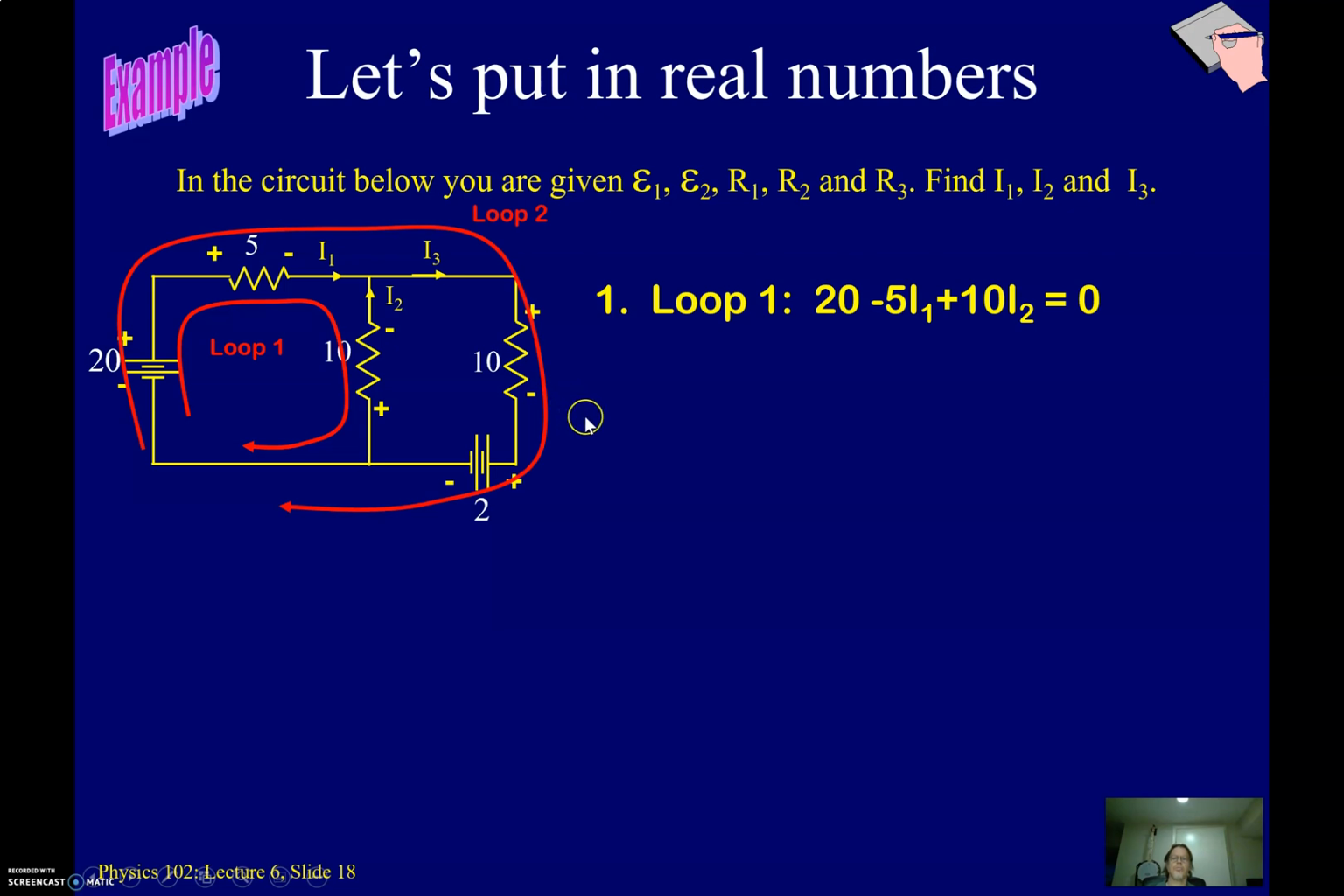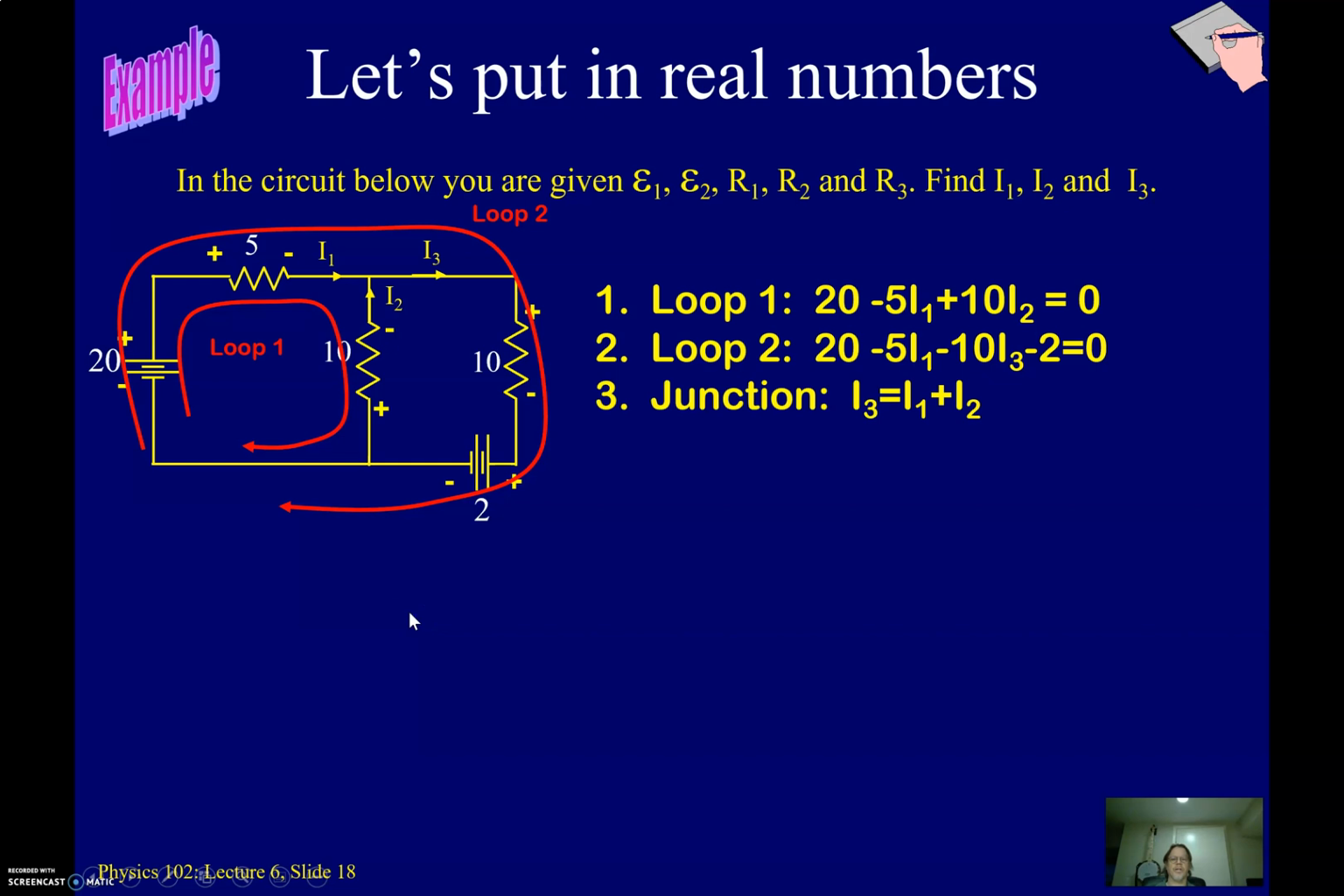Okay, loop 2. Alrighty, so loop 2 got my plus 20. Still got my minus 5 there. Now the author chose this direction to be the I3. So as choosing that direction, this is also going to be a drop, 10 I3. And then because we're going opposite through a battery, we're going to oppose the motion. It's going to drop into. Okay? So we've got our 2 equations.